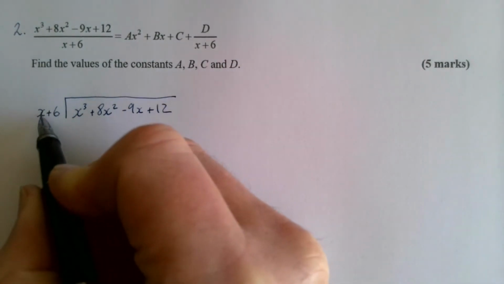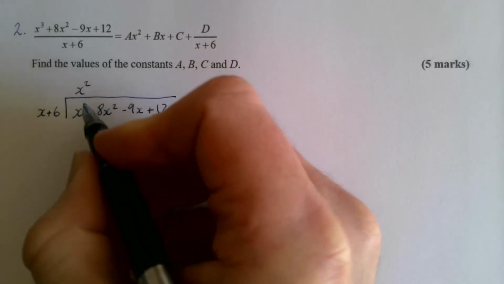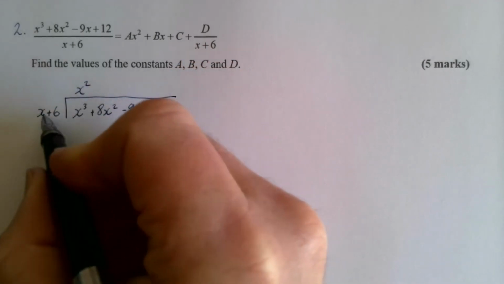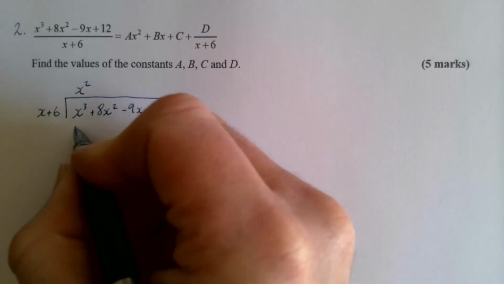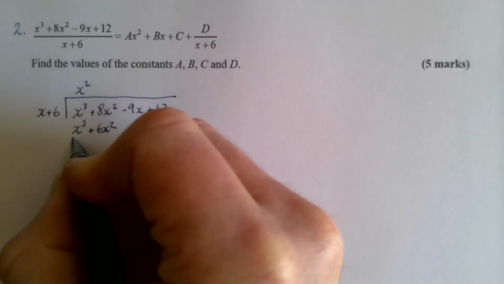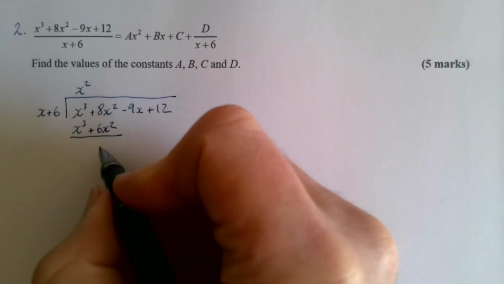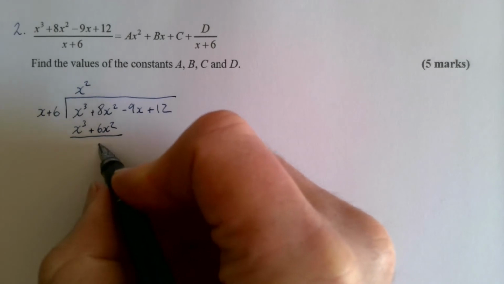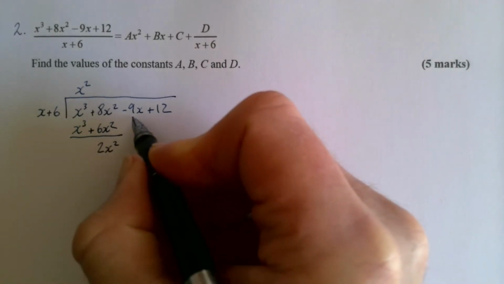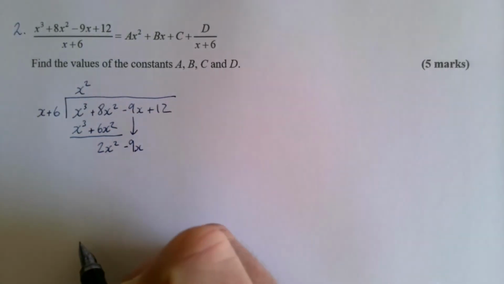Then you divide the first term by x to give you x squared. Then you multiply x plus 6 by the x squared, which gives you x cubed plus 6x squared. Put a line under that. Take this from this. 6 from 8 is 2, so it's 2x squared. Then drop the x's down. We've got the minus 9x there.